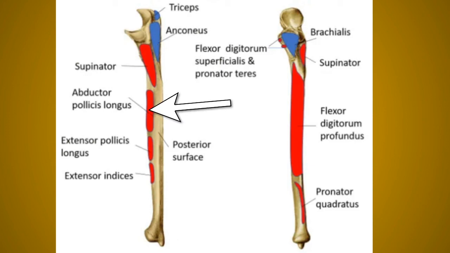The lateral part of the posterior surface gives origin, from above downwards, to three important muscles: the abductor pollicis longus, extensor pollicis longus and the extensor indicis. Okay, now next is the interosseous membrane, which we all know is attached at the interosseous border of the ulnar bone.